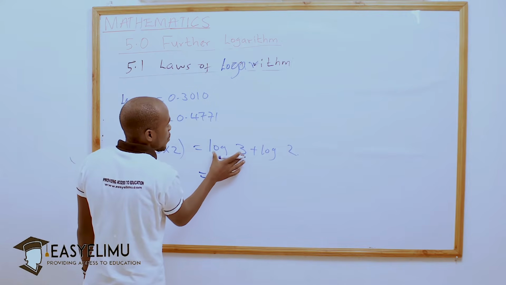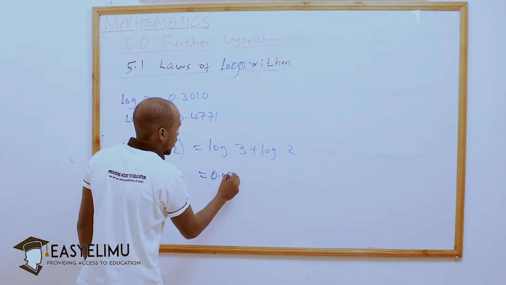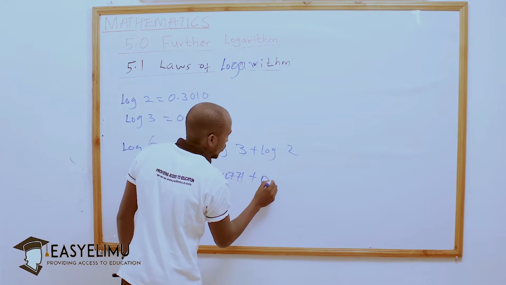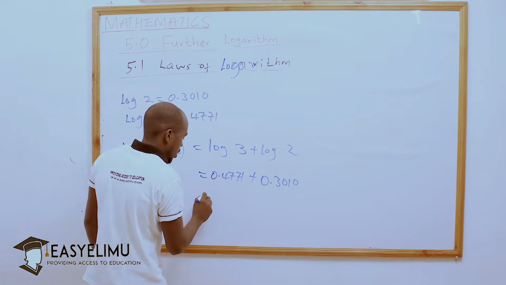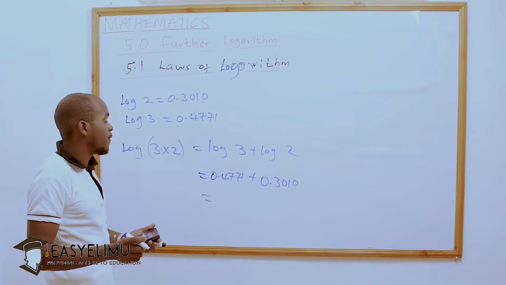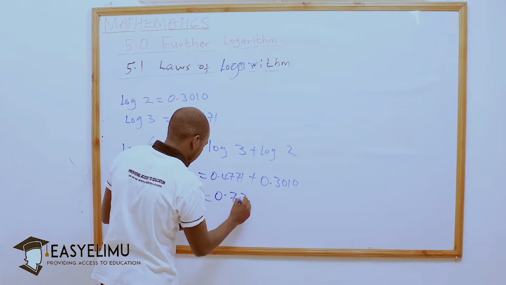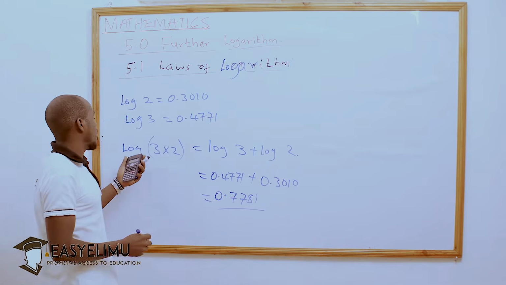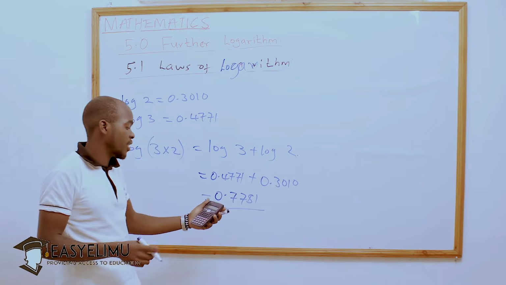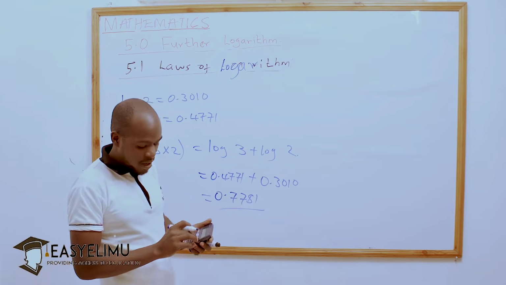And we have been given log of 3 as 0.4771. Then we shall add to that log of 2, which is 0.3010. The total gives us 0.7781. So this is the logarithm of 3 times 2. If you do the logarithm of 6, it will give you whatever we have found there. And that is the answer for that question.